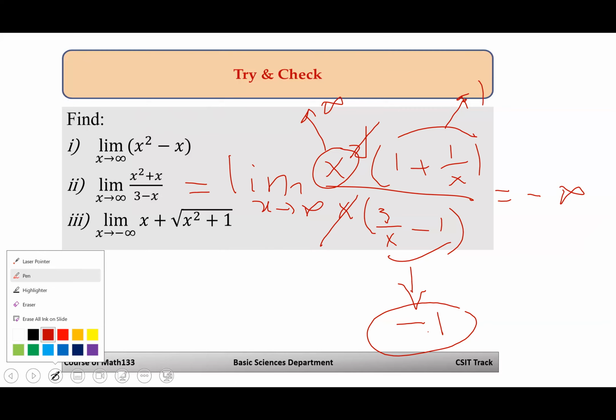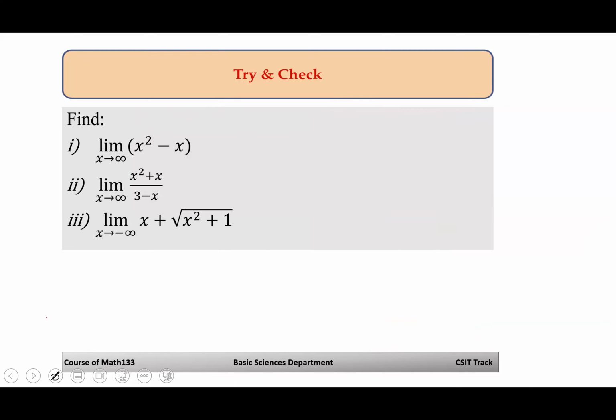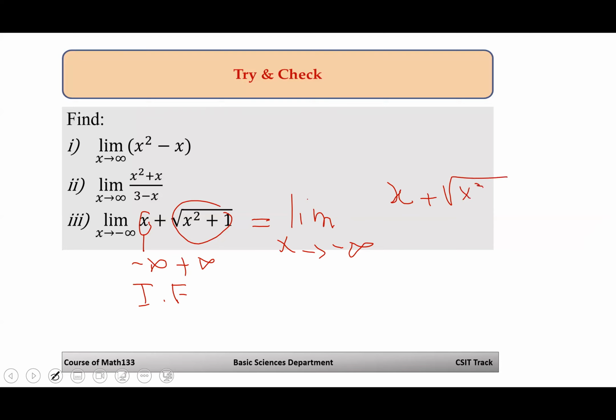The last example, here again, it is an indeterminate form, since this will go to minus infinity, but this term will go to plus infinity. So this is an indeterminate form. What we do, if we have a root, in general, we think about the conjugate. So I will remove this indetermination by multiplying by the conjugate. What is the conjugate here? It is the same expression, but with minus between the two terms.